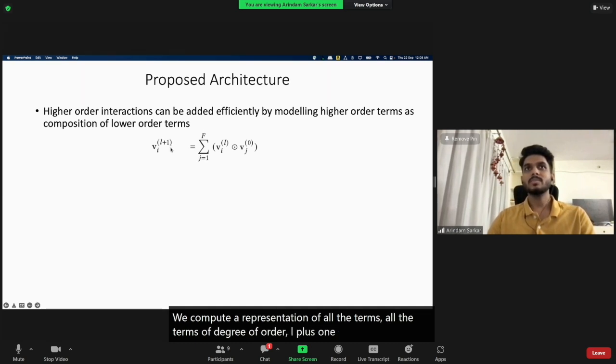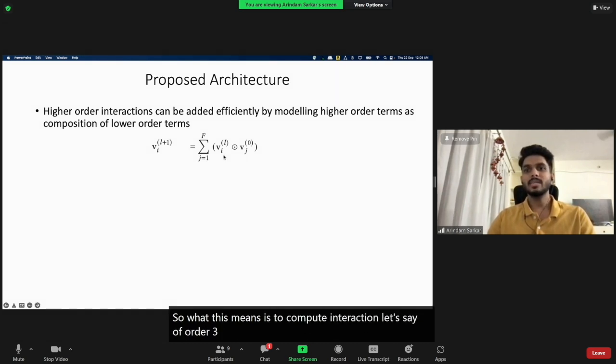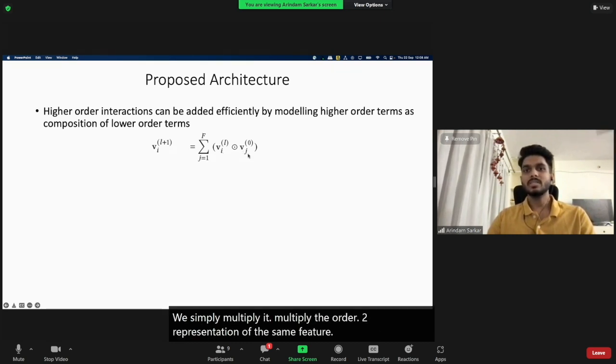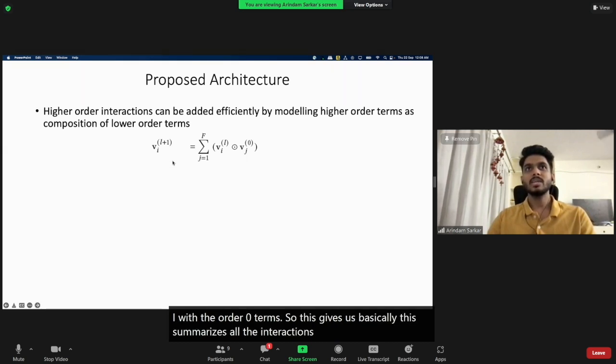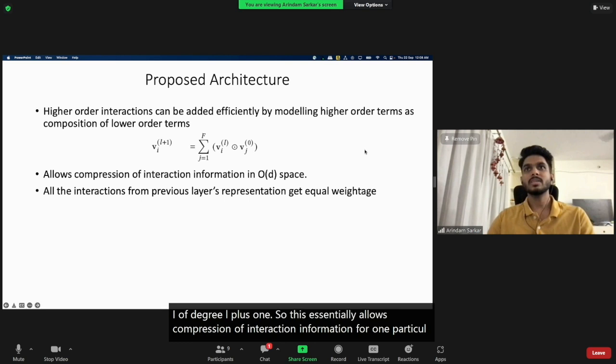What this means is, to compute interactions, let's say of order 3, we simply multiply the order 2 representation of the same feature i with the order 0 terms. This summarizes all the interactions with feature i of degree L plus 1. So this essentially allows compression of interaction information for one particular feature.